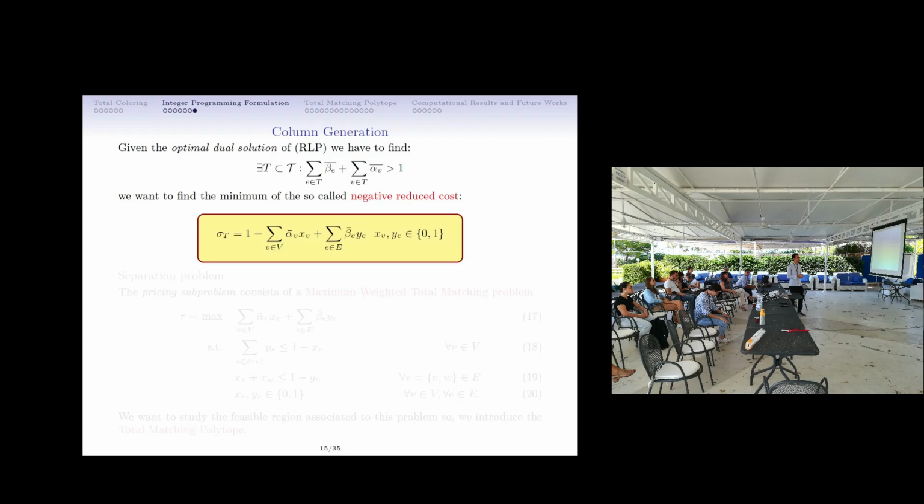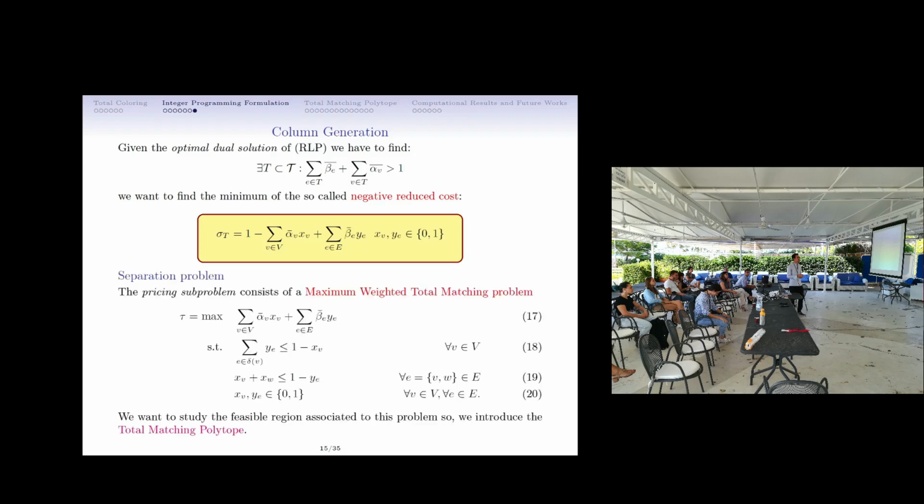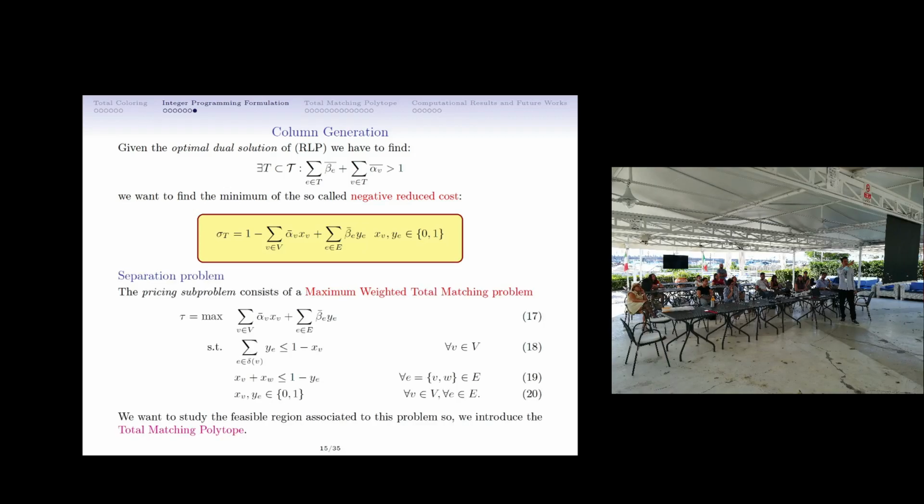So the sum over that total matching T of the weights on the edges plus the sum of the weights on the vertices is greater than 1. Since we want to find the most violated constraint, we have to find the minimum of that quantity, which is called the negative reduced cost. So the pricing subproblem in this case consists of solving a maximum weighted total matching problem.